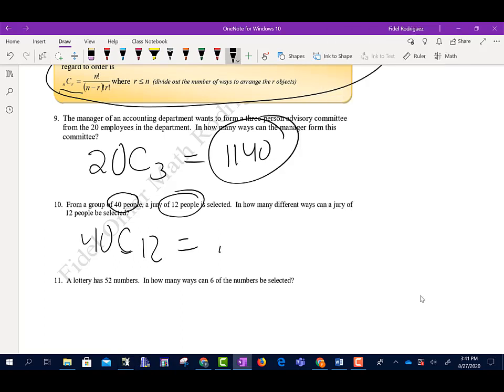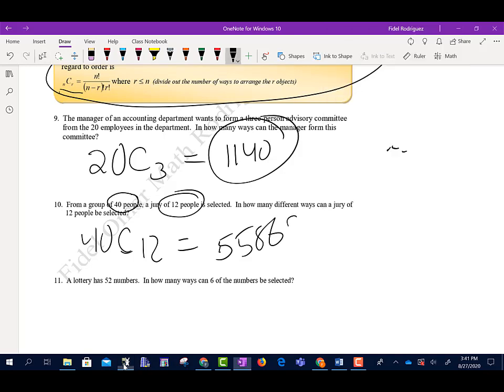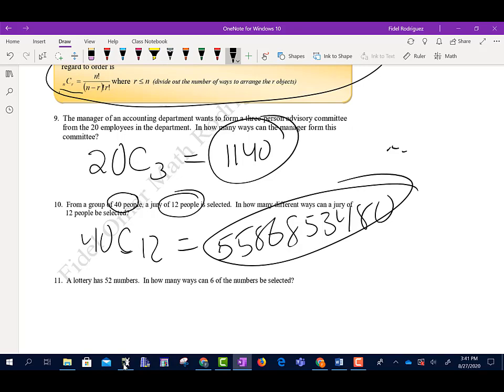Oops. Come on, pen. Oh, come on. Sorry, guys. There we go. 5586, and the rest of it, which was 853,480. A lot of different ways, right? Okay.